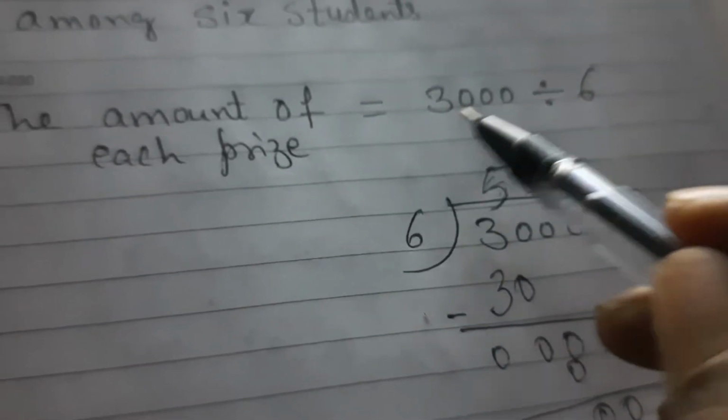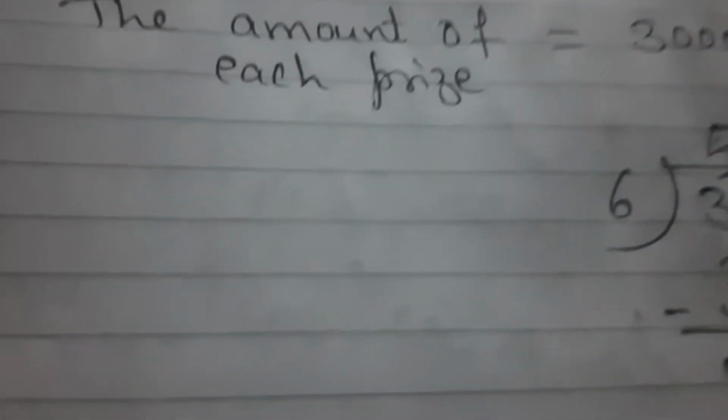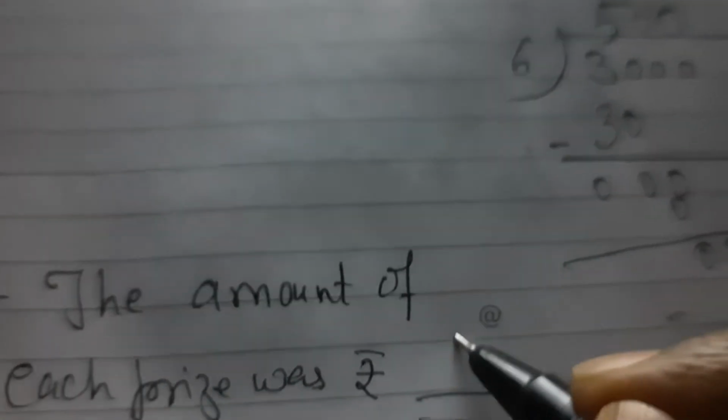Okay, you divide 3,000 by 6. So the amount of each prize, that means each child is going to get 500 rupees. So the amount of each prize was rupees 500. Hope it's understood, children.